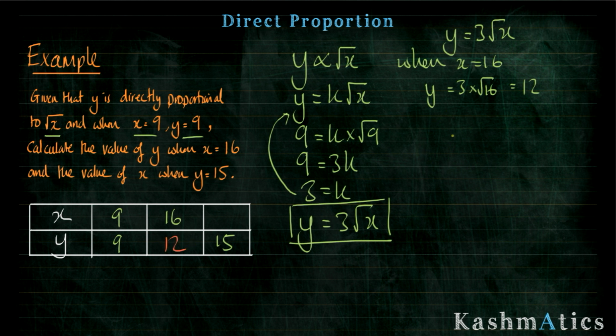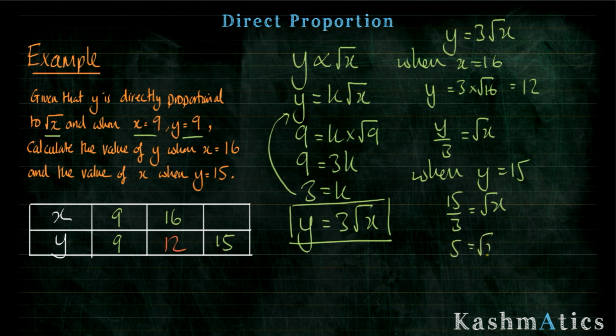And then I need to rearrange it. So y divided by 3 equals the square root of x. So be careful here, you've got the square root of x, not x. And let's plug in our value of y. So when y equals 15, 15 divided by 3 is the square root of x. Now 15 divided by 3 is 5. So 5 is the square root of x. So if I know what the square root of x is, to work out x I'd have to square it. So 5 squared is 25. So 25 is equal to x. And I can put that in here. Okay, so that's that question done.